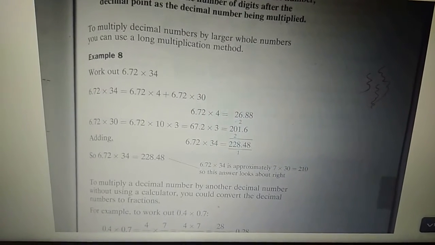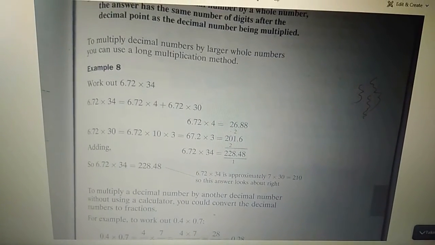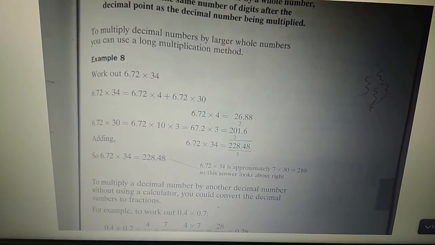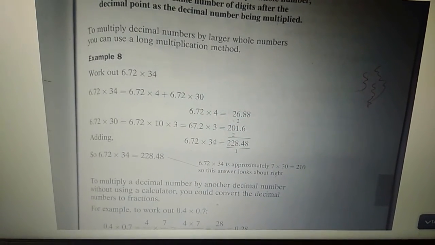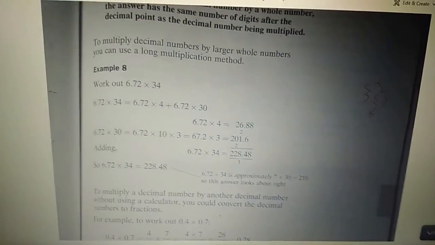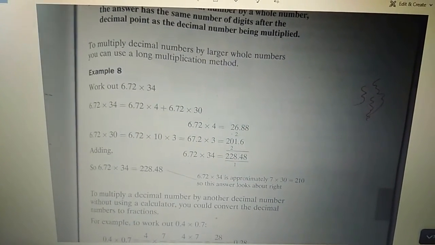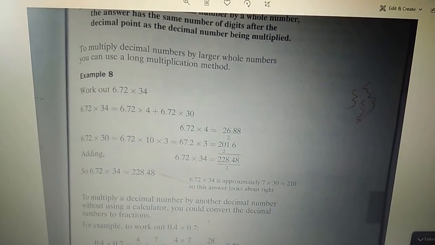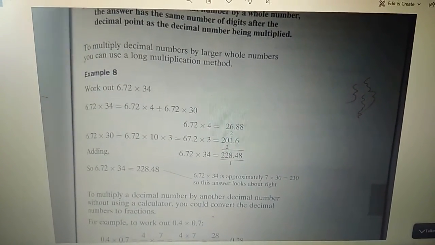So 6.72 multiplied by 30. In this case, they have considered 30 as 10 into 3, so that you think it is easier for you. They have just broken everything out part by part, so that you can understand better. They have considered 30 as 10 into 3, so that you can calculate it more quickly. So 6.72 into 10 is equal to 67.2, then multiplied by 3 is 201.6.